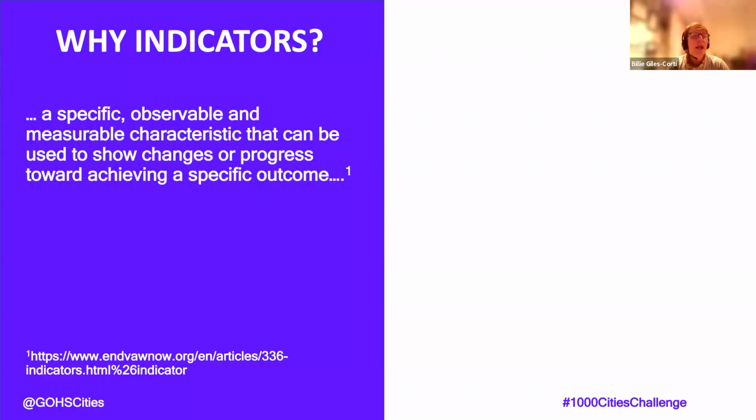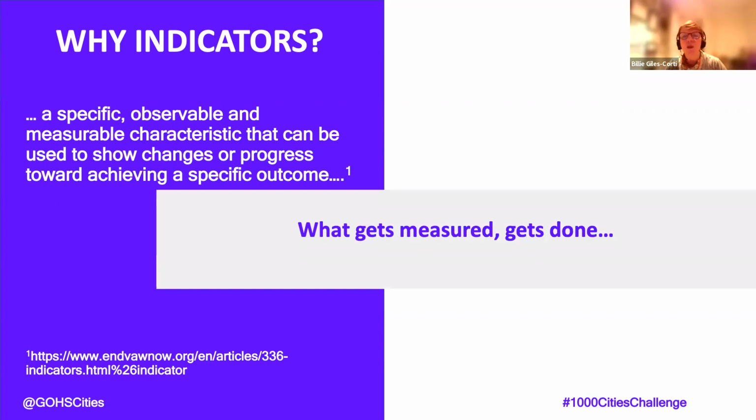Now, why indicators? Well, indicators are specific, observable, measurable characteristics that we can use to show change or progress towards achieving a specific outcome. And in our case, our idea was that we wanted to create healthy and sustainable cities. And so we needed to have some sort of measure, an indicator of whether or not we were achieving that. Now, the reason why we did this is because we took the view that what gets measured gets done. It's hard to argue with evidence when you can see it on the ground.